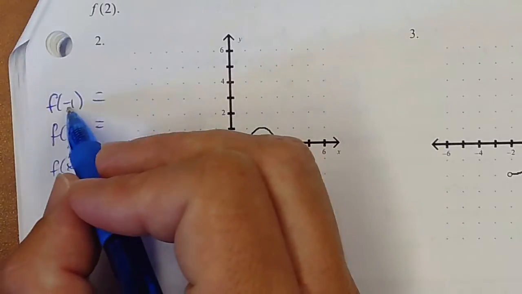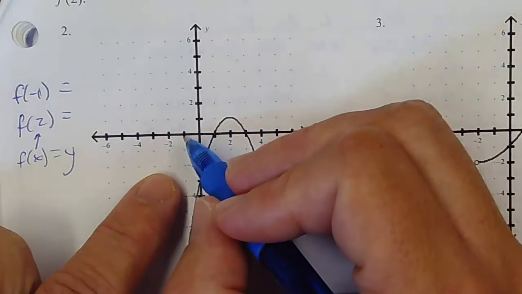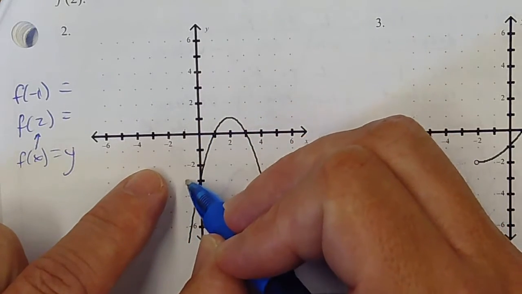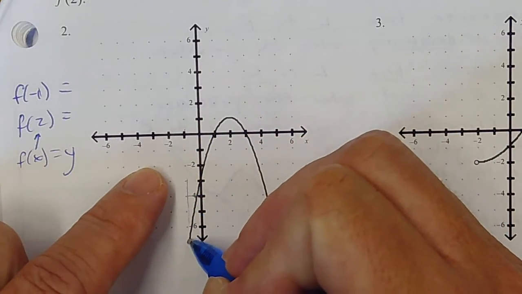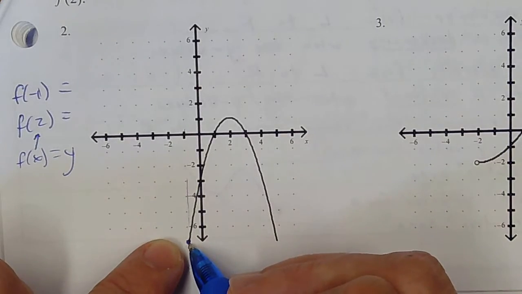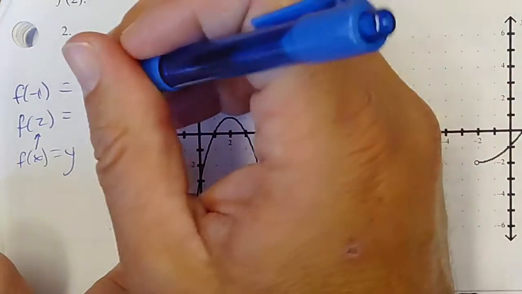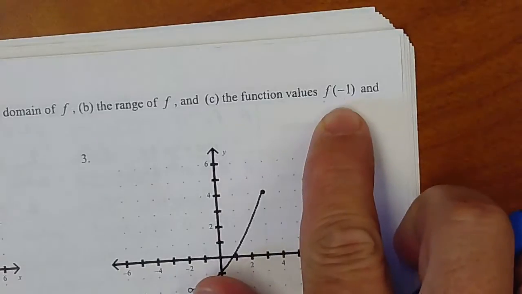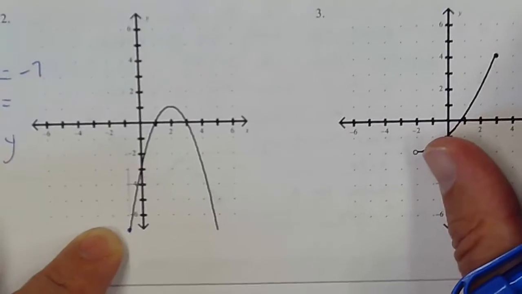Okay, so when x is -1, here's an x value of -1. Where does the graph exist at? Somewhere down here, right? So if I follow this line down, looks like the y value is right here. So when x is -1, y is -7. Okay, that's the answer to that part. They're asking us for 4 different things.